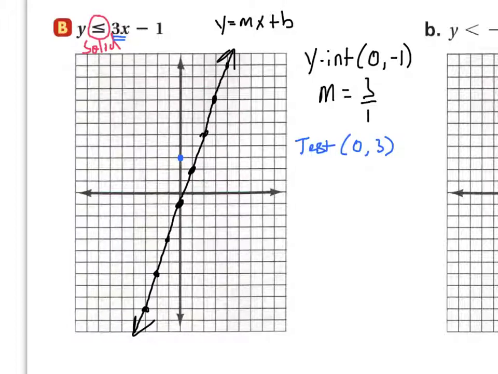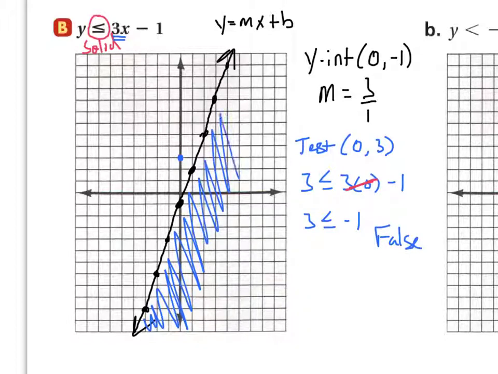So, picking any point you want, the only thing is it can't be on your boundary. So plug that into the original equation. 3 is less than or equal to 3 times 0 minus 1. 3 times 0 is 0. So 0 minus 1 is negative 1. So they're saying 3 is less than or equal to negative 1. No, that's not true. That's false. So because that's a false statement, we then shade the other side.